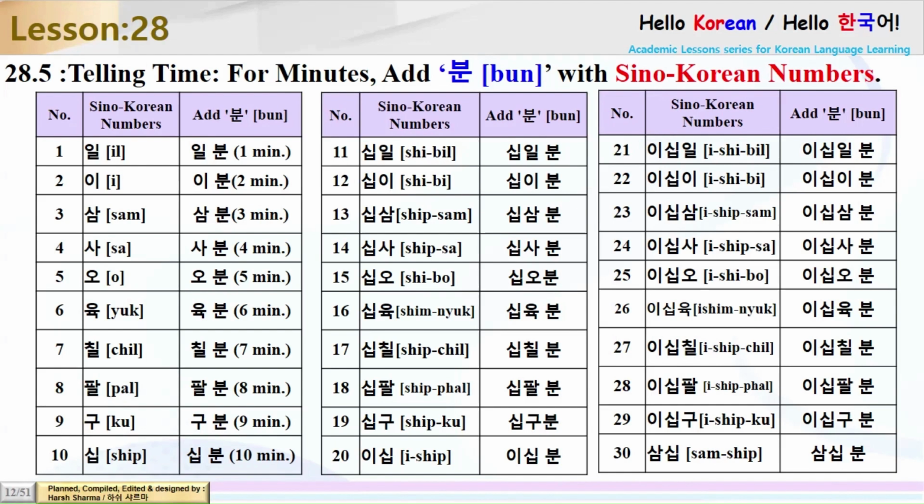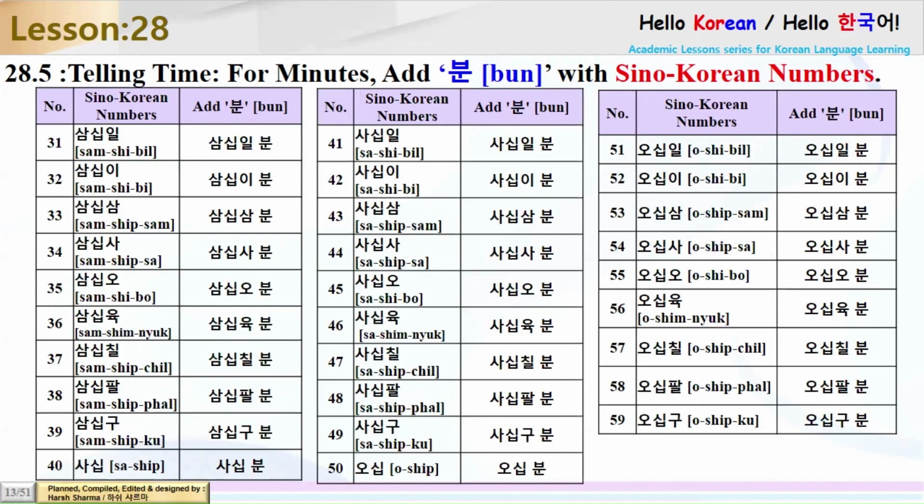So I hope you can memorize this. If you know the Sino-Korean numbers, it is very easy, everyone. We just have to add pun. Come to the next part. In the same way, minutes continue from 31 minutes to 59 minutes. So this table we have to memorize, then only we can tell time in Korean. So two parts are over now, telling hours in Korean and telling minutes in Korean. Let's move to the next part.